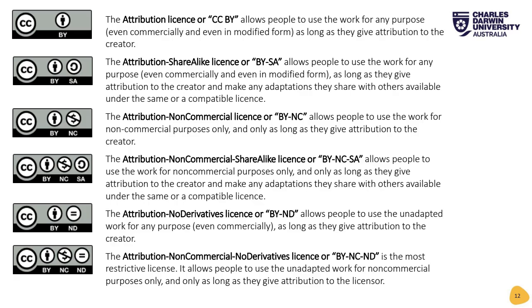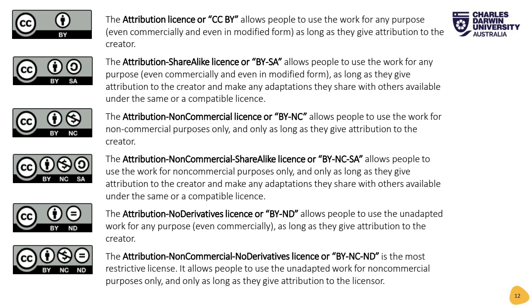Here you can see the 6 licenses and the different elements that make up these licenses under the Creative Commons licensing system. The attribution license, or CC BY, allows people to use the work for any purpose, even commercially and even in modified form, as long as they give attribution to the creator.